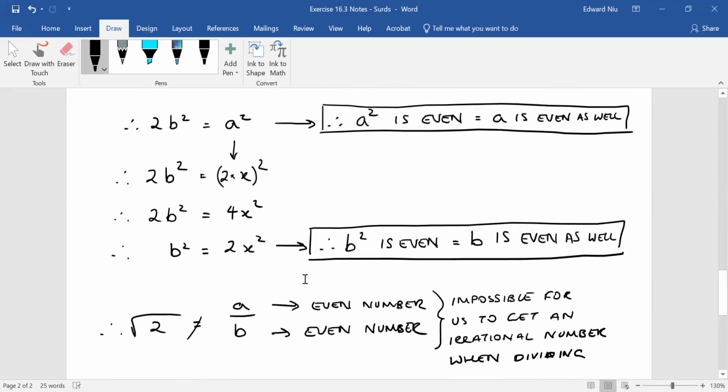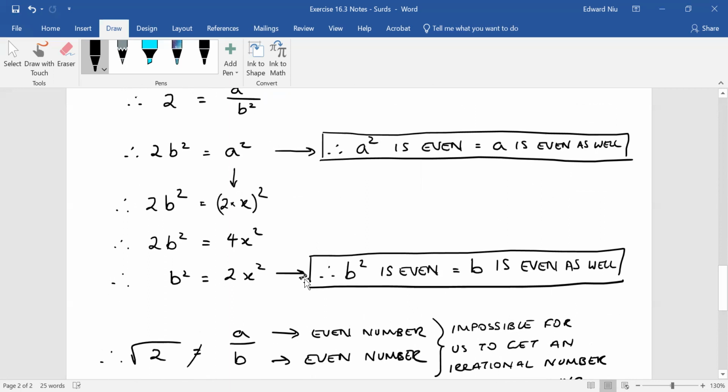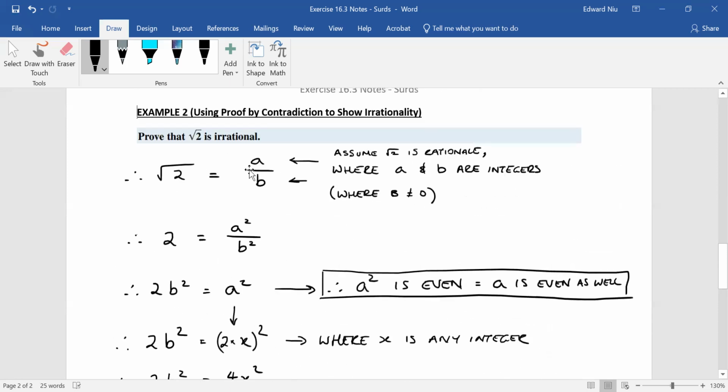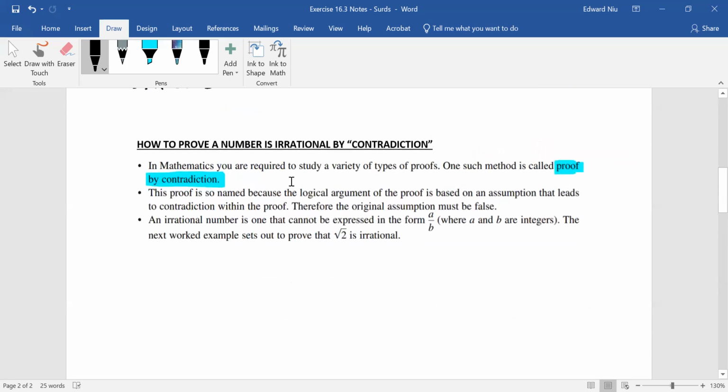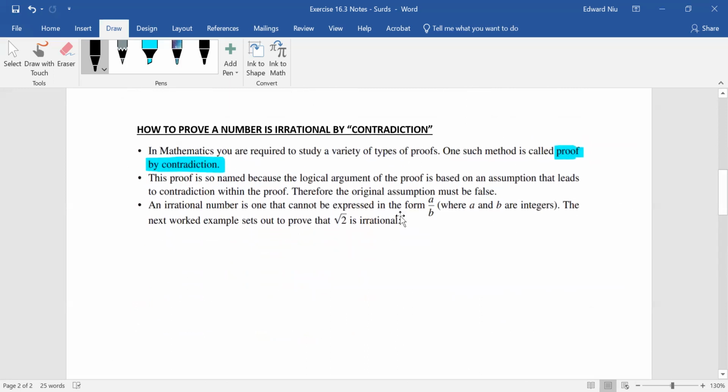I'm hoping this makes some sort of sense. Just remember the x here is any number or any integer. All right, the key here is A and B started out having to be integers, which is just a law of proving irrationality. Okay, A and B are always integers, or in other words, whole numbers.